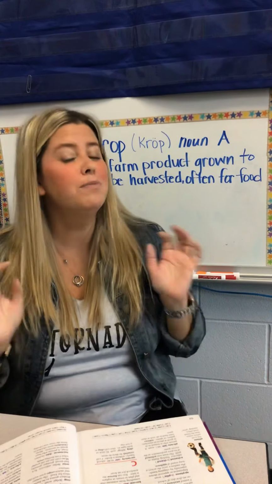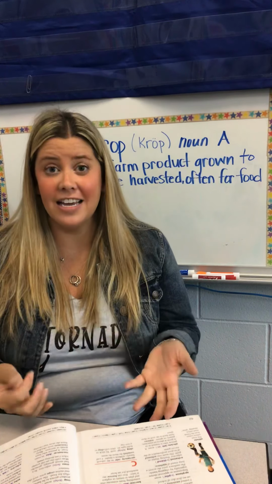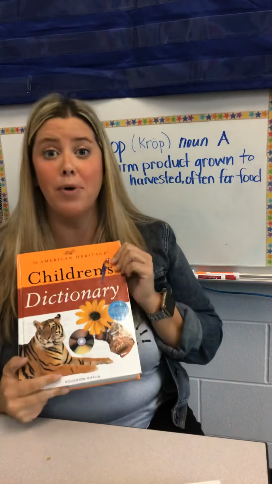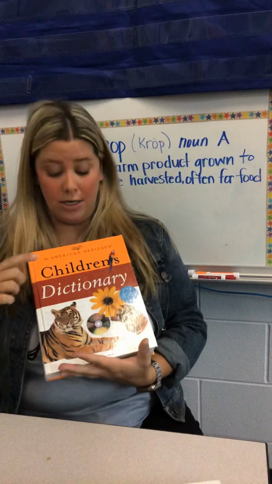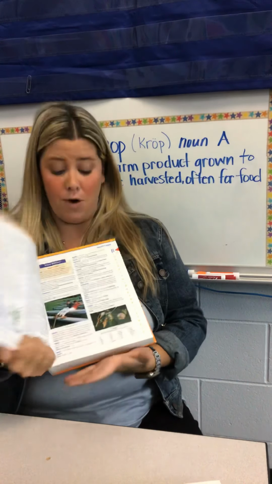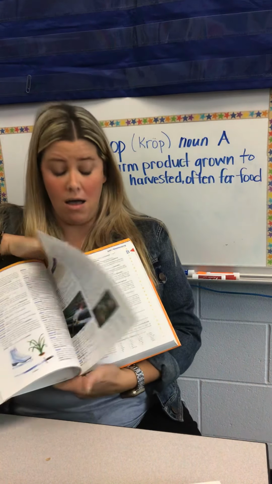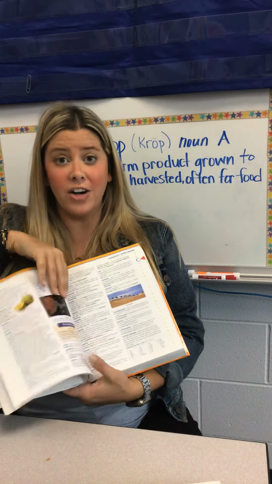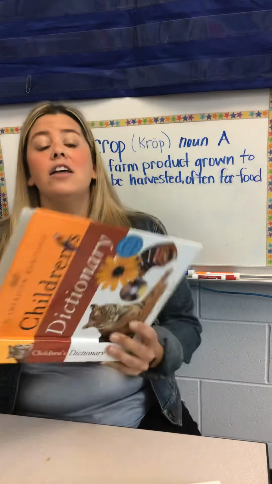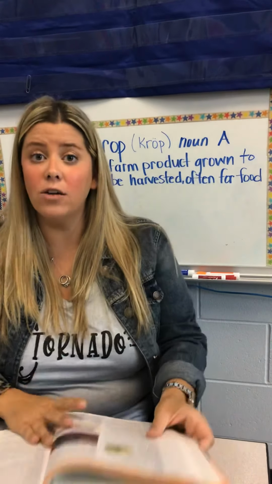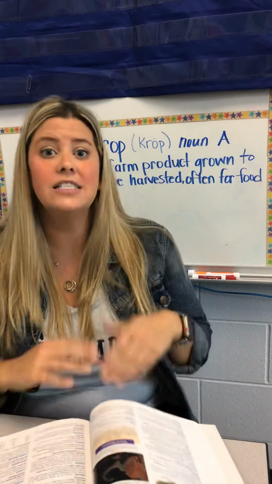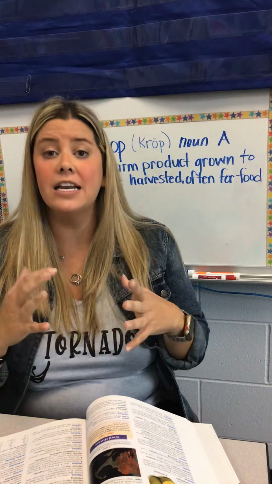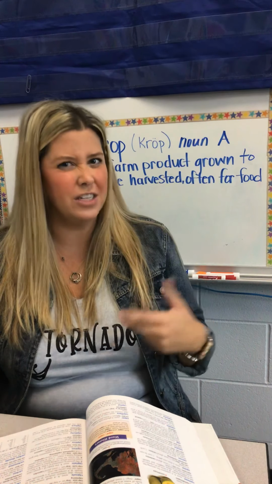Okay, but it is important that you still know what a dictionary is and how to use it. So a dictionary is a giant book of words, and you can see this one says Children's Dictionary. And when you open it up, it has all kinds of words. Pretty much all the words in the English language are contained in here. And the cool thing about a dictionary is that it tells you what words mean. It tells you what part of speech it is, and it tells you how to pronounce it in case it's a word you're not totally sure of.